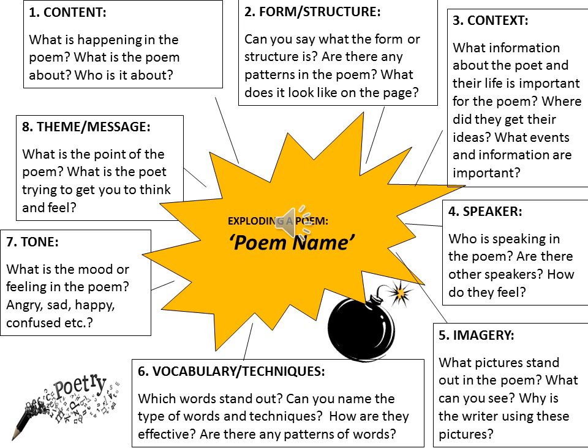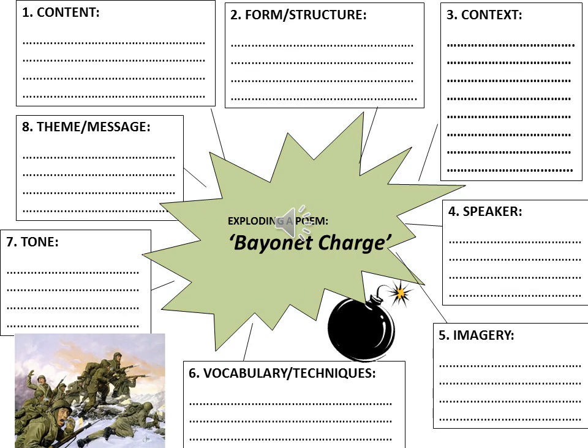The seventh box is the tone. What is the mood or the feeling in the poem? Is it angry, sad, happy, confused? And finally, the eighth box is about theme and message. So thinking about what is the point of the poem and really what is the poet trying to get us to think and feel as readers. So now I'd like you to complete the 8 boxes for the poem Bayonet Charge. If you can print this off, that would be good for you. But if not, just make 8 notes, headings, and complete them.